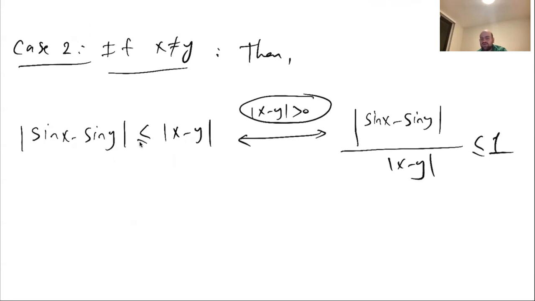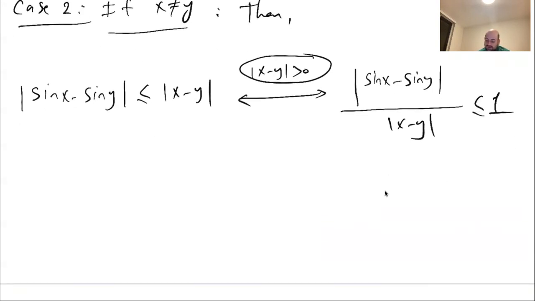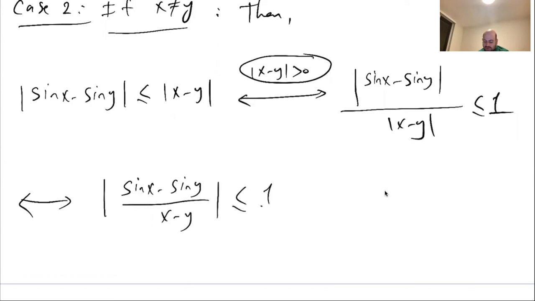If you want to go from this to this, you have to divide by this number. If you want to go from this to this, you have to multiply by this number. So anyways, these two expressions are equivalent with each other, meaning that instead of proving this, I can just simply prove this. And this expression itself is equivalent with the absolute value of sine x minus sine y over x minus y being less than or equal to 1.